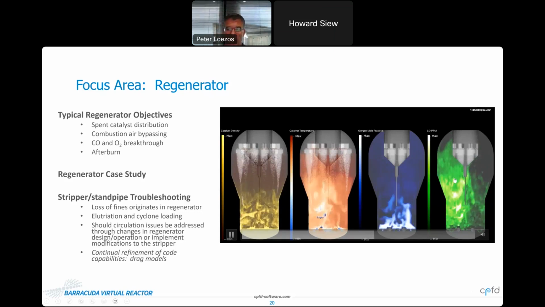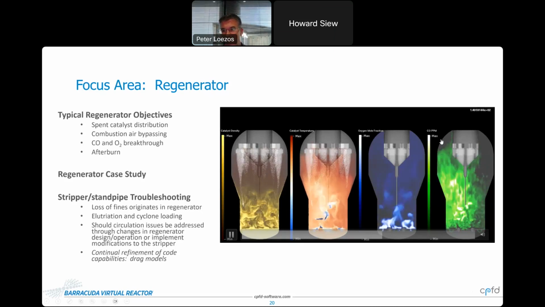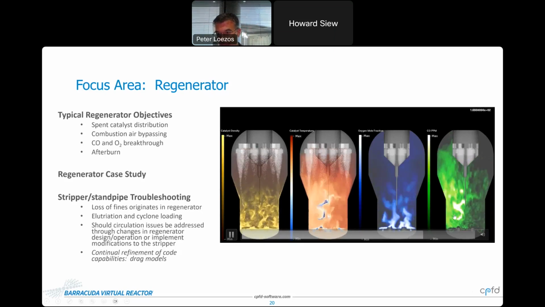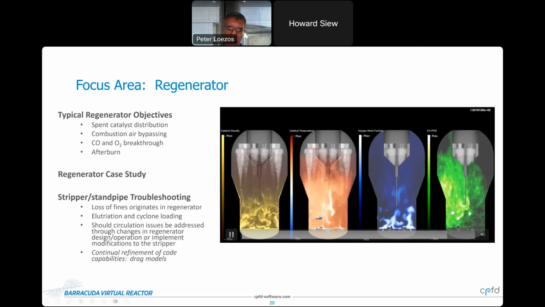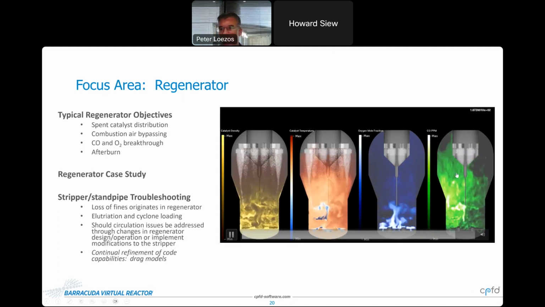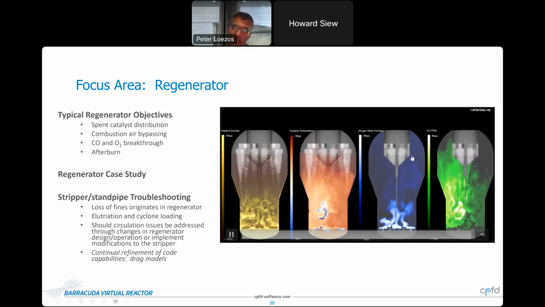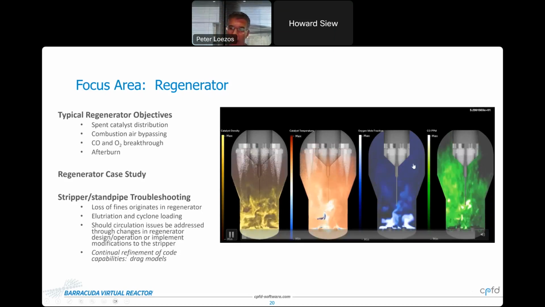Now, if you look at the fourth animation, and this is CO concentration, what you're seeing here is that we have very high CO concentrations around the discharge of the spent cat distributor, right? And that's not mixing very well within the entire bed. In fact, you see high concentrations along the left-hand side of the regenerator, and that's penetrating into the dilute phase. So that CO is reacting with oxygen to result in the afterburn that they're experiencing.